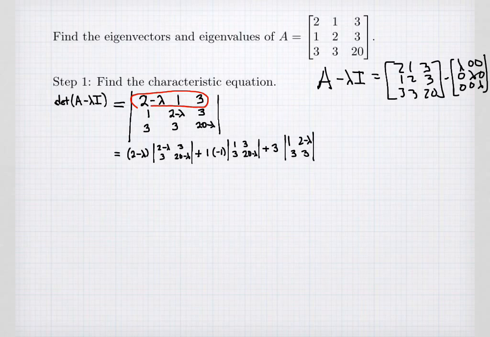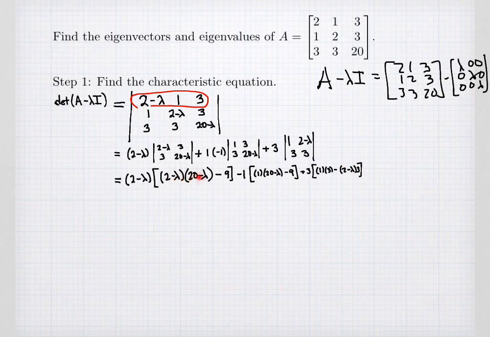Now that I have this, I'm going to calculate the determinants of each of the 2 by 2 terms using the simple 2 by 2 product formula. So we get 2 minus lambda times 2 minus lambda times 20 minus lambda. Let me just finish all the work and I'll be right back. Alright, so I found the rest of the determinants. Here's the first 2 by 2 determinant, the second 2 by 2 determinant, and the third 2 by 2 determinant.